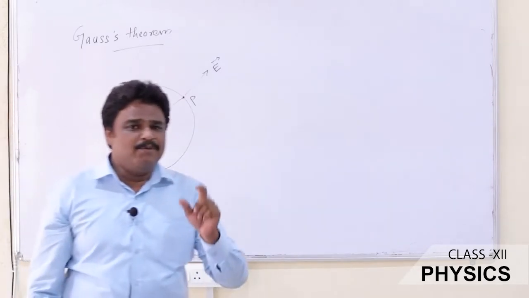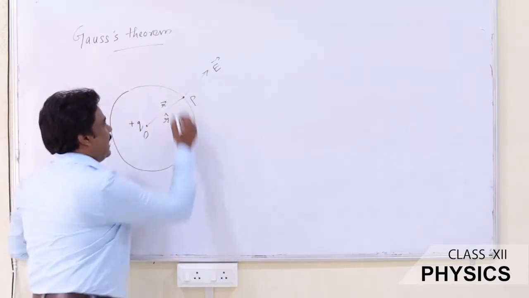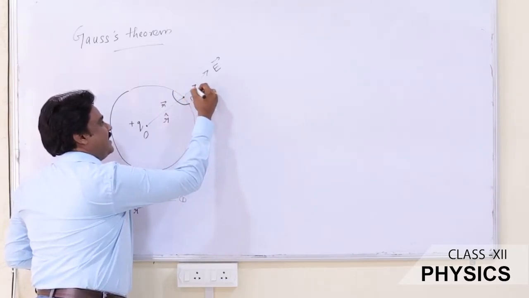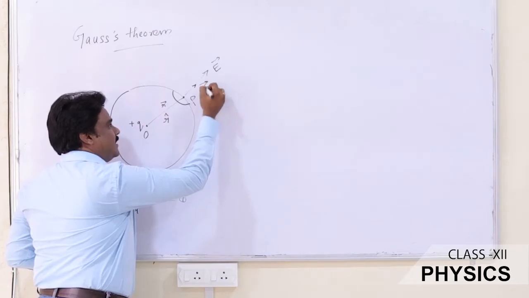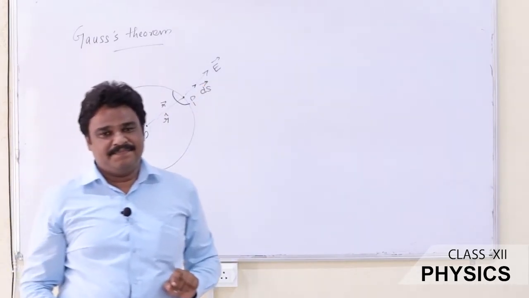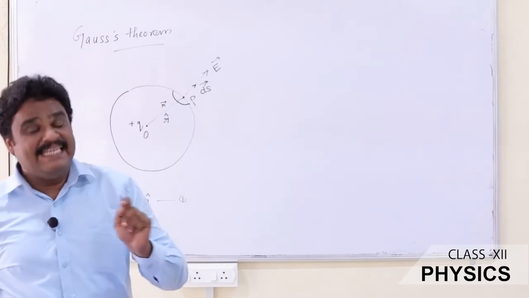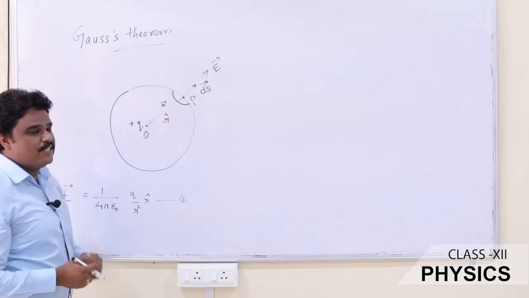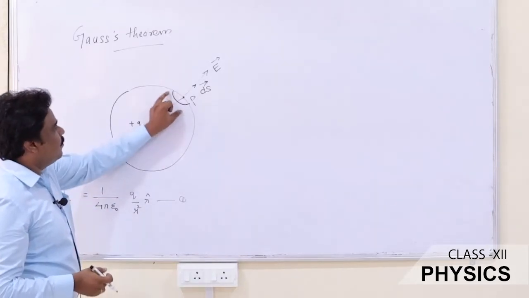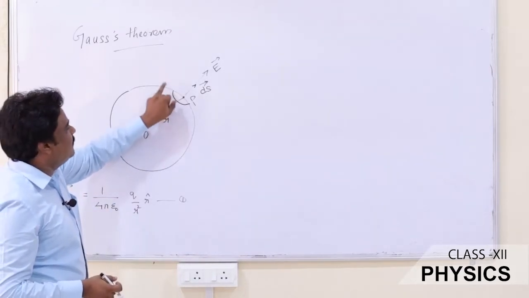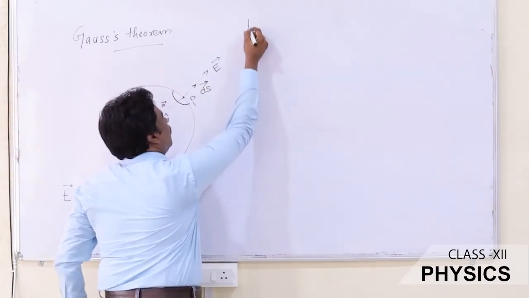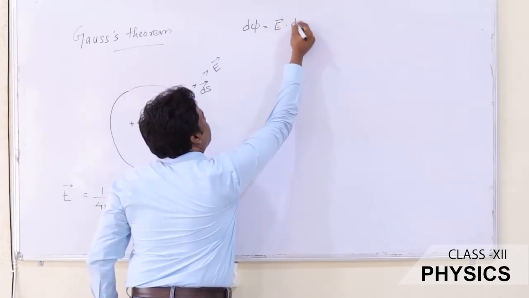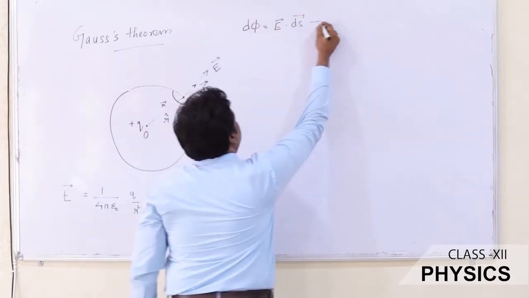So once again I am going to assume a very small area element around P. Let that area element vector ds vector also act along E vector. Now this means E vector and ds vector are parallel. Now, what is the expression for the small flux linked with the small area? Already we have a formula: d phi is equal to E vector dot ds vector. Mark it as equation number 2.